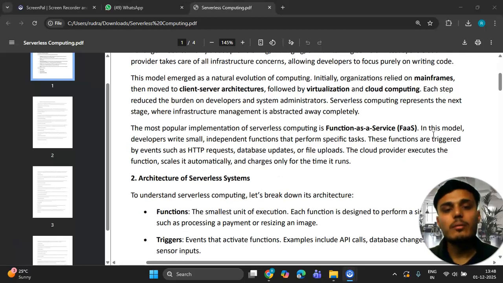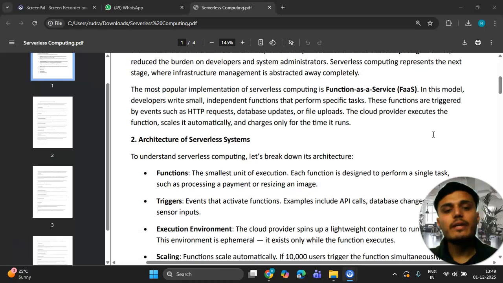This model emerged as a natural evolution of computing. Initially, organizations relied on mainframes, then moved to client-server architecture, followed by virtualization and cloud computing. Each step reduced the burden on developers and system administrators. Serverless cloud computing represents the next stage, where infrastructure management is abstracted away completely.